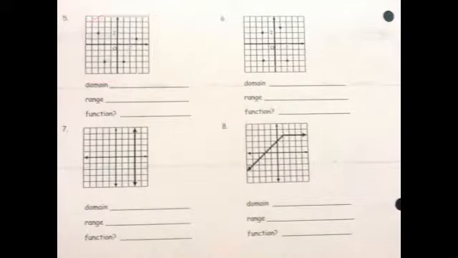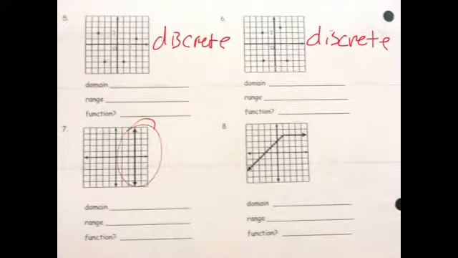I do want you guys to list whether or not it's discrete or continuous. This one is going to be discrete because it's isolated points. This one is also going to be discrete. These ones down here are continuous because all the points are connected. So it's continuous.